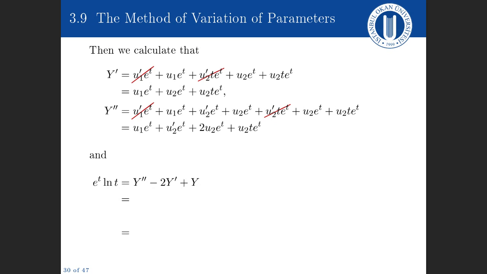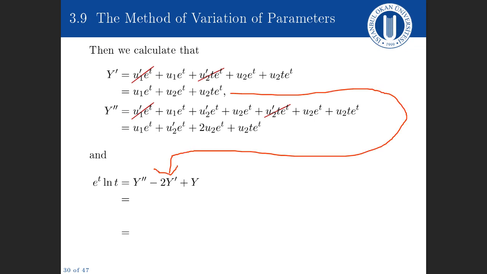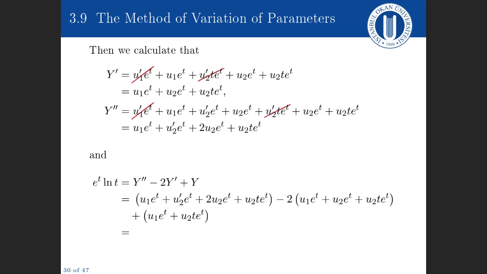We're left with y double prime is u1 e to the power t plus u1 e to the power t plus u2 prime e to the power t plus 2u2 e to the power t plus u2 t e to the power t. Okay, these are going to go into the differential equation. And then we're going to want to simplify this as much as we can. What can we simplify here?